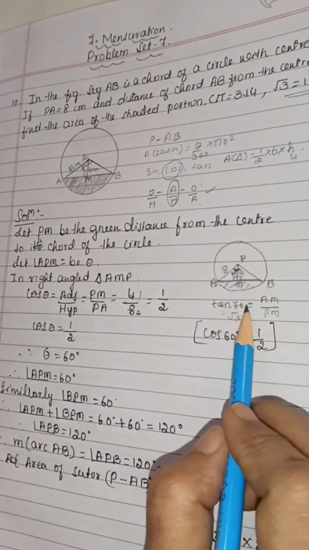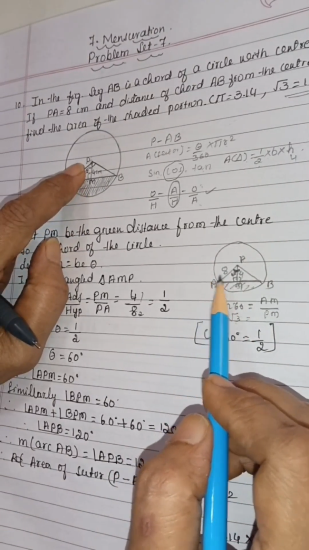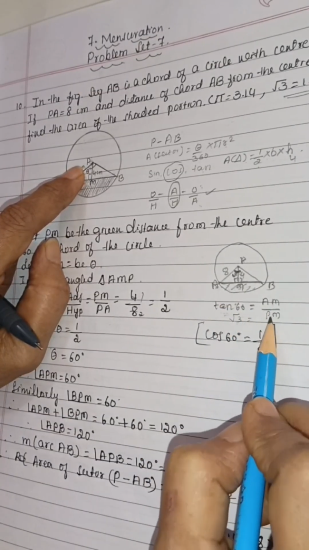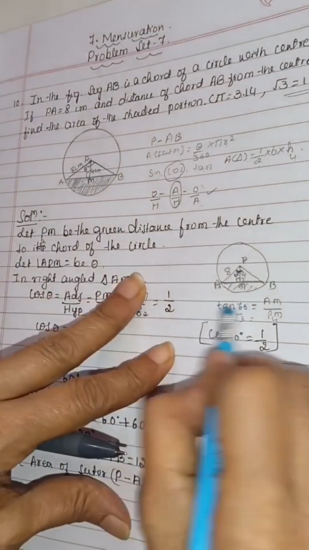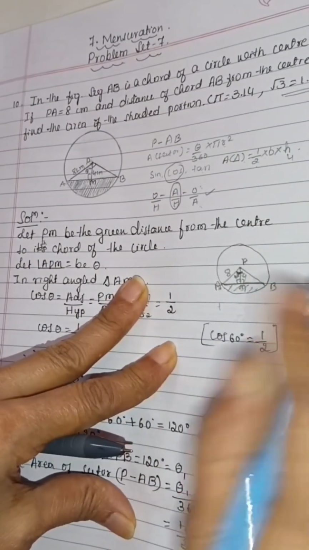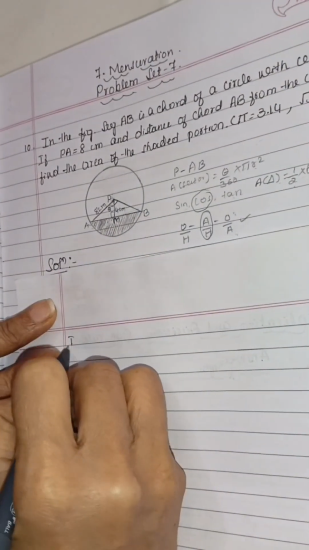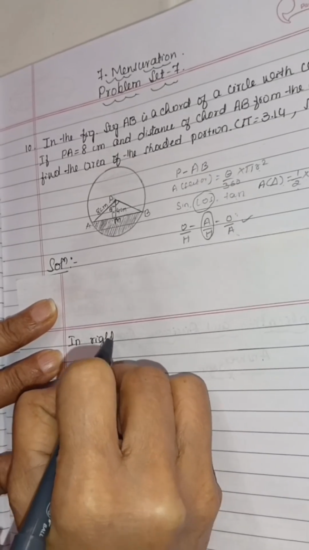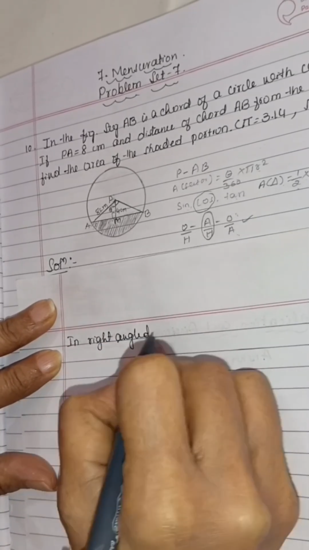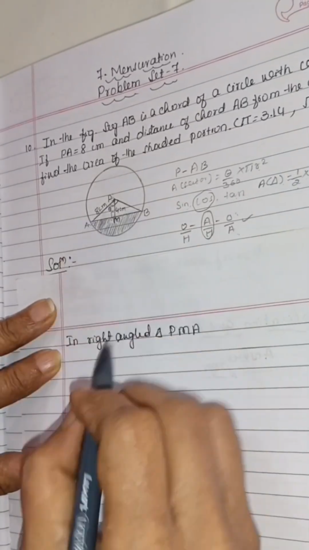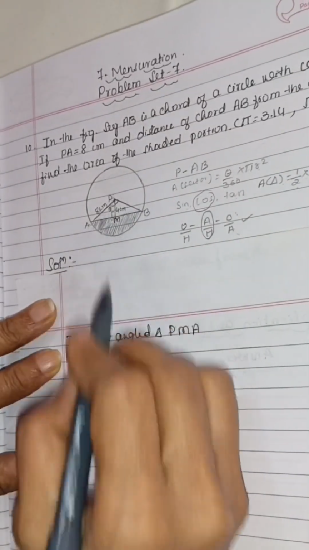Adjacent is PM, not AM. Opposite. PM is 4. Now we have to find out the area of a triangle. So let's take the right angle triangle PMA. In triangle PMA, this is theta.